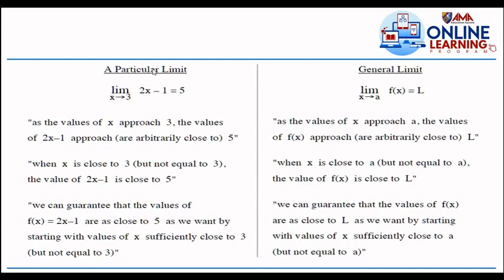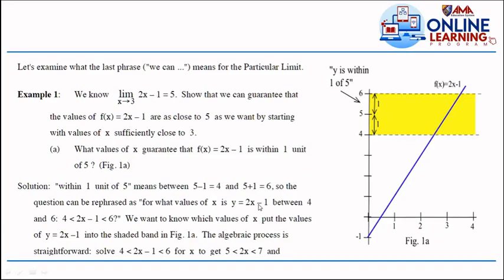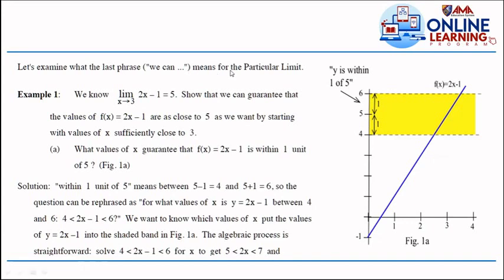This is your particular limit wherein there's already a given function and a specified limit, where x approaches 3, not equal to 3. Okay? So we have your example number 1. Let's examine the last phrase, we can. So what does "we can" mean? The "we can guarantee" means this is the assurance in the definition of the limit, for the particular limit.